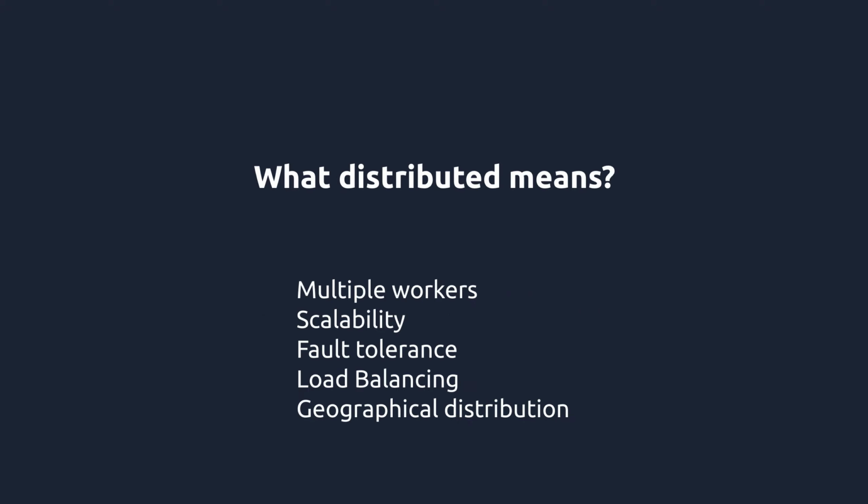What distributed means? Multiple workers. Celery can distribute tasks across multiple worker processes. These workers can run on different servers, allowing for parallel processing of tasks. Scalability. You can scale task processing horizontally by adding more workers on more servers to handle increased workload without modifying your application. Fault tolerance. If one worker fails or goes offline, tasks can be redistributed to other available workers.